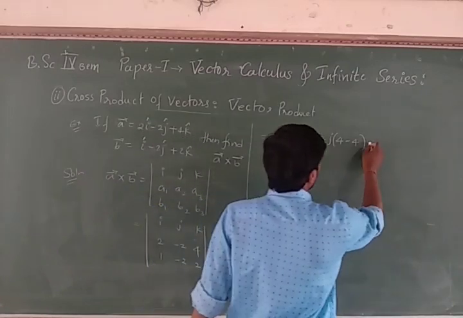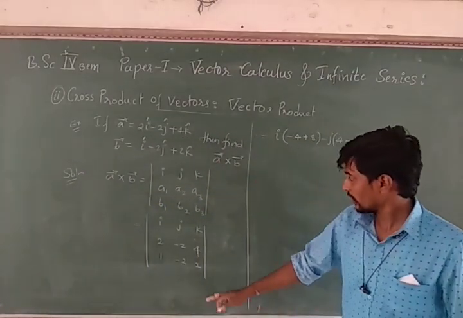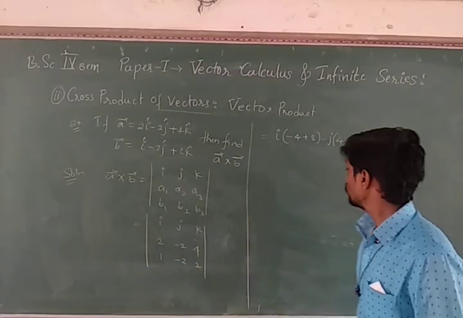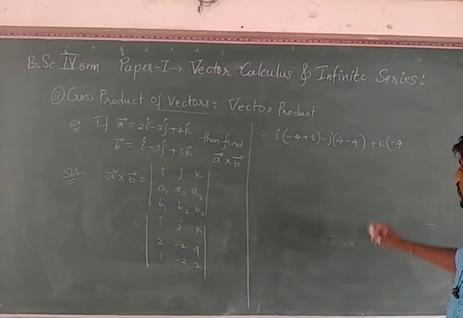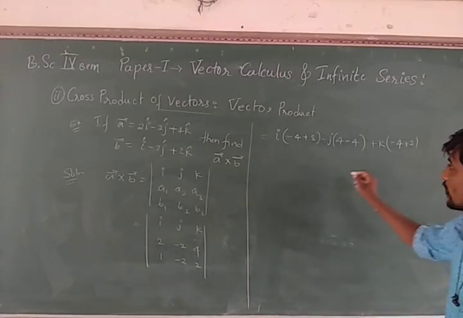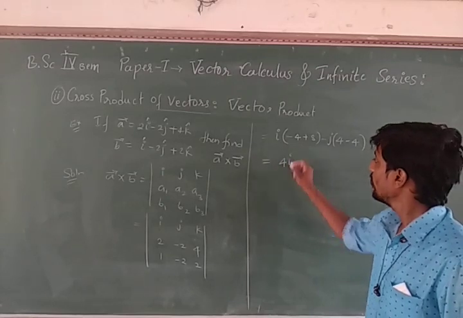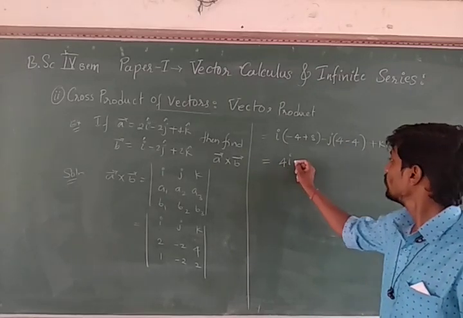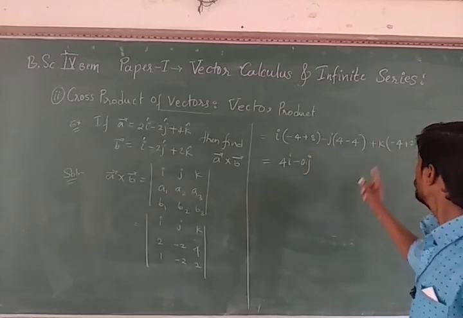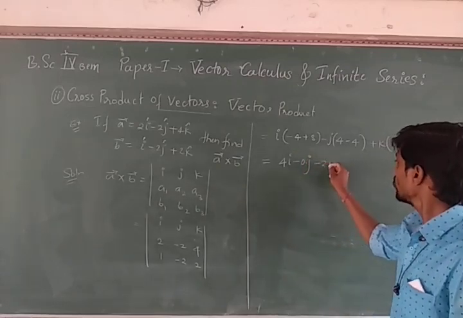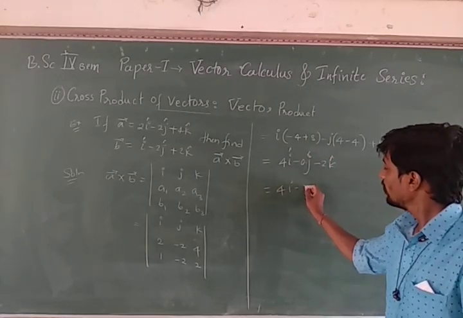Next we have plus k into bracket. So what can I write? Minus 2 into 2 is minus 4. Next it is plus 2. So now simplify: minus 4 plus 8 is 4i. Next 4 minus 4 is 0, so minus 0 into j. Next we have minus 2 into k. Otherwise you can write this value in the format of 4i minus 2k.